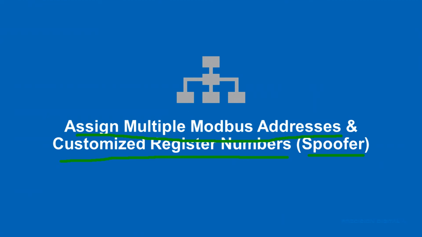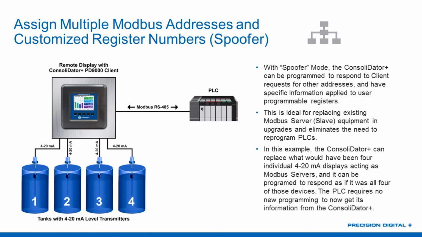But then I can tell it, hey, I also want you to respond to address 101. And when someone requests register 0, this is the customized register numbers, I don't want you to respond with PV1. I want you to respond with this total. And so you can tell it what to respond with at specific registers at other addresses that you program in there. And so what's the advantage of that?